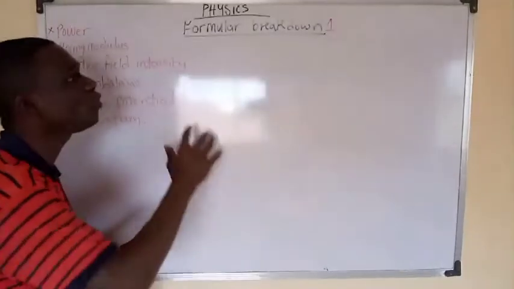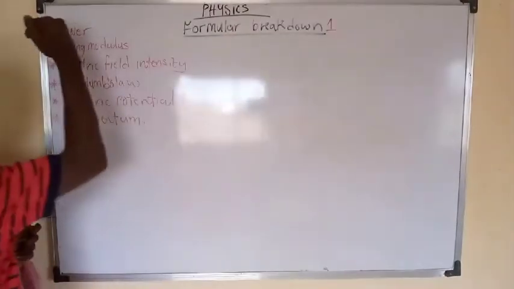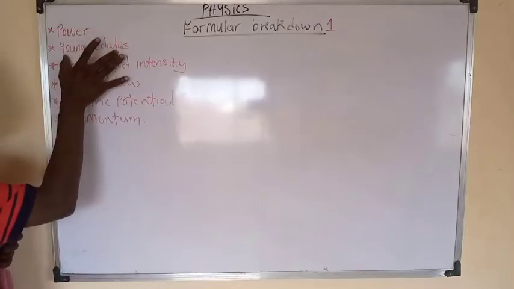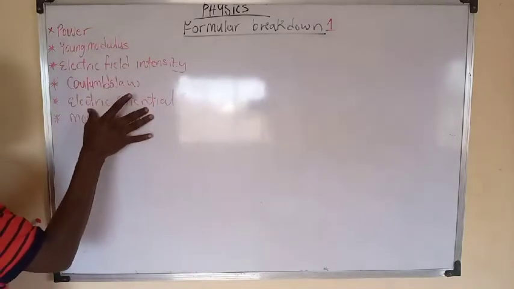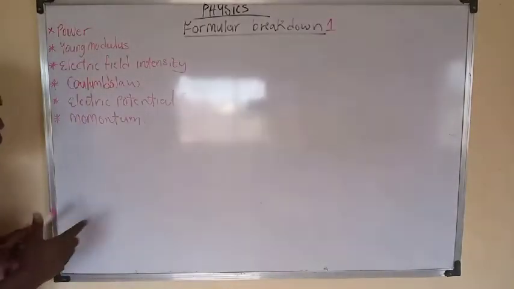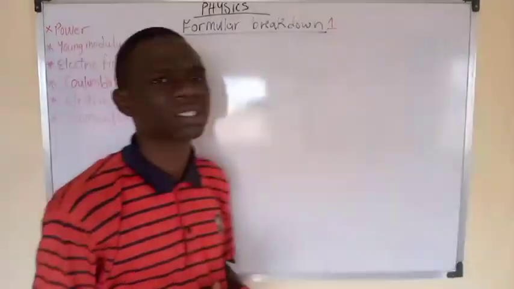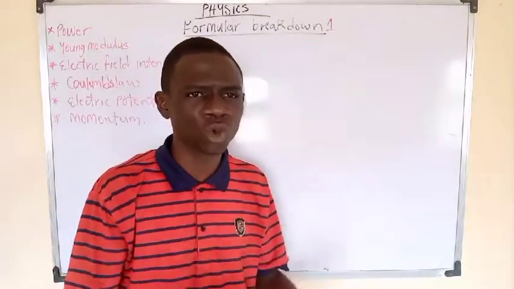In today's class, we're looking at formula breakdown in physics. Our agenda is to discuss the following subheadings: power, Young modulus, electric field intensity, Coulomb's law, electric potential, as well as momentum. So let's get started with power. What is power in physics? In physics, we define power as the rate at which work is being done.